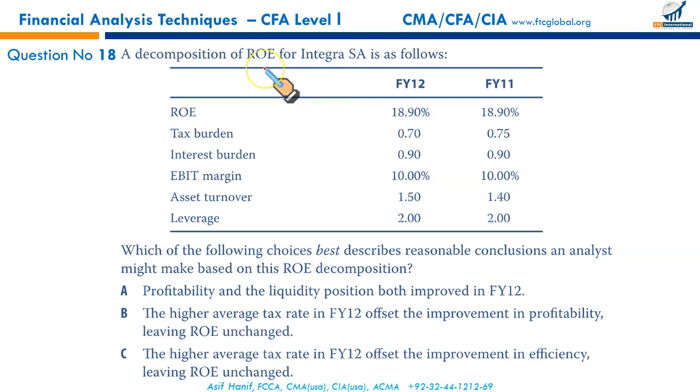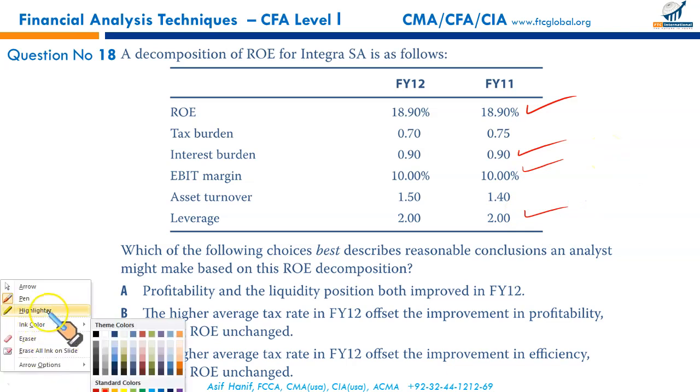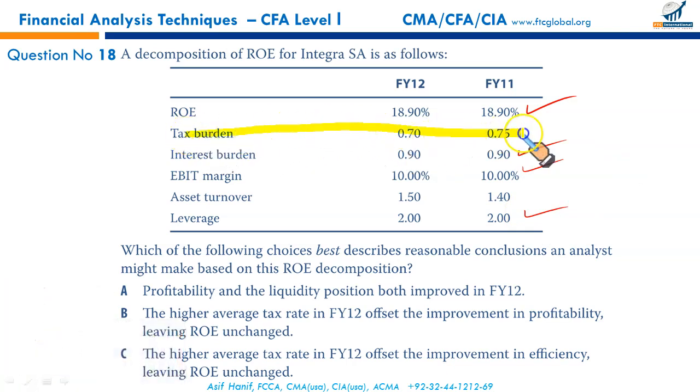A decomposition of return on equity. If you remember the 5-way decomposition: tax burden, interest burden, EBIT, assets turnover, leverage, all are given. A decomposition of ROE for Integra SA is as follows. What do we see? ROE is the same for both years. Interest burden is the same. EBIT is the same. Leverage is the same. What's the difference? The difference has been the tax burden and the assets turnover. These are the two differences.